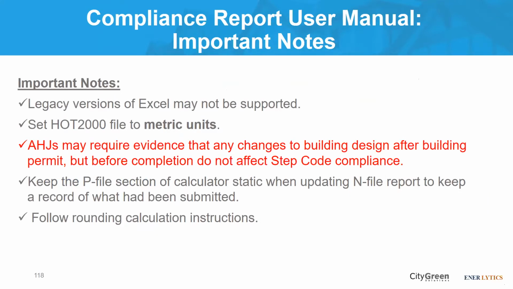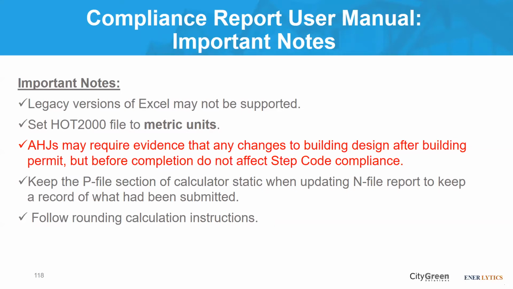Legacy versions of Excel may not be supported. So if you have an older computer you're using with older software, be sure to upgrade it, as not all the functions of the compliance report generator may be supported for older software versions. You should always set your HOT2000 file to metric units to ensure that you're pulling the right data and inserting it within the reports. It's also important to note that AHJs may require evidence that any changes to the building design after the building permit, but before completion of the BC Energy Step Code, is the data that must be included in the BC Energy Compliance Report.